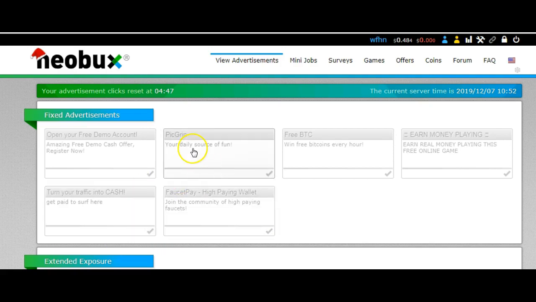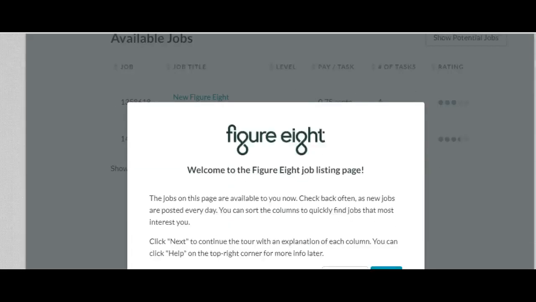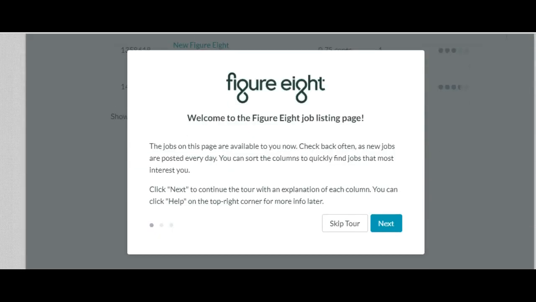Now, in addition to doing the ad clicks, to build up your account or to earn cash, there are different options here as well. So the next one on the list is mini jobs, and for this one then you do actually need to register for a Figure 8 account, and there is a little tour and everything here that you can do.